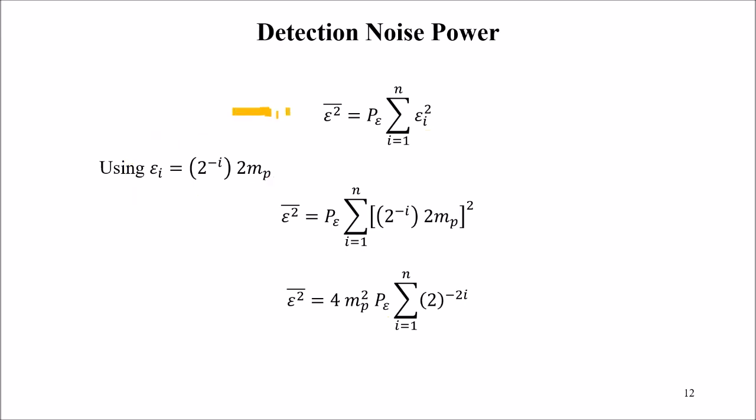So using this equation for the detection noise power, we've determined that the error for each bit is equal to e to the 2 to the minus 1 times 2mp.